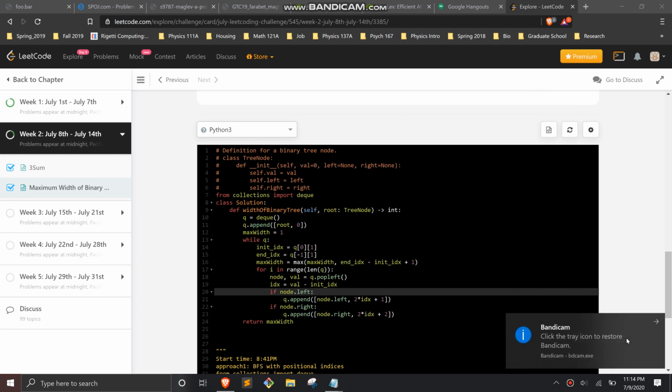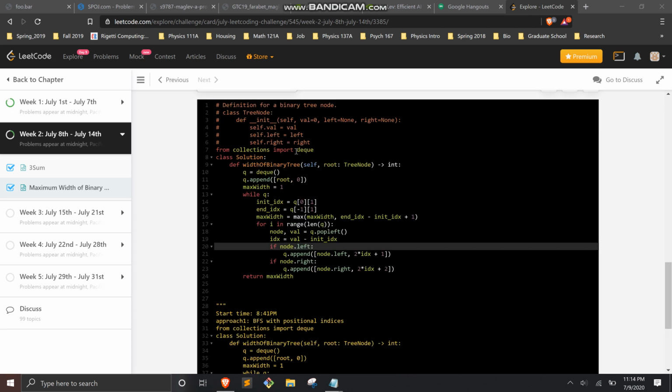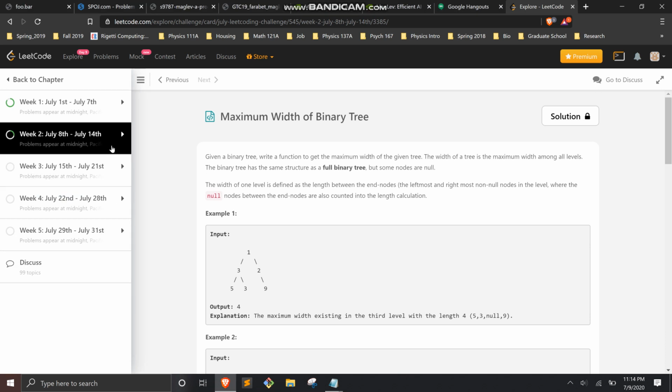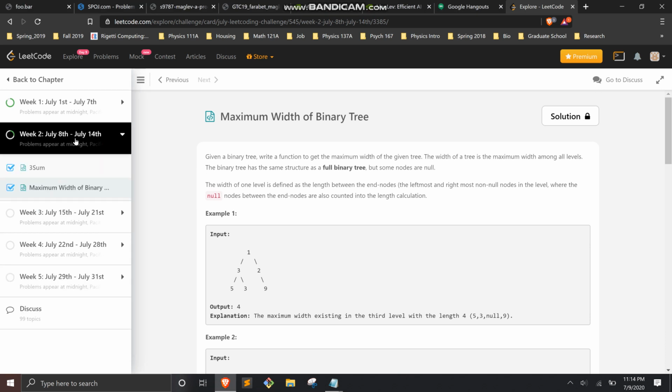What's going on, guys? Alright, so I'm going to solve this daily problem. I think it's day 9, yes, day 9. So, maximum width of binary tree.